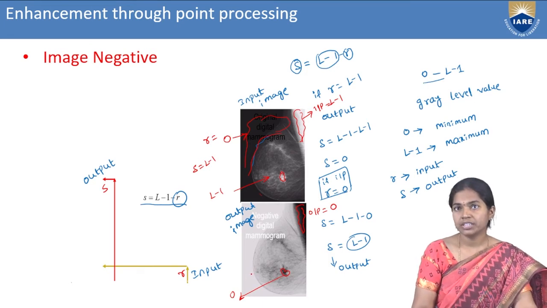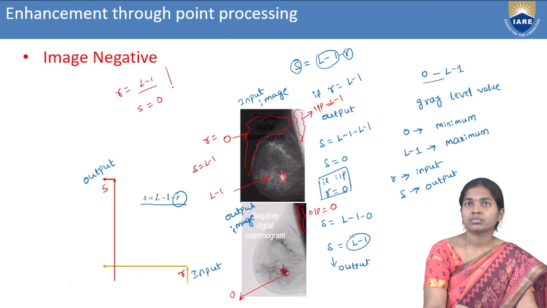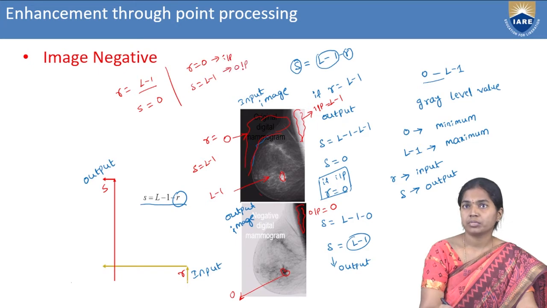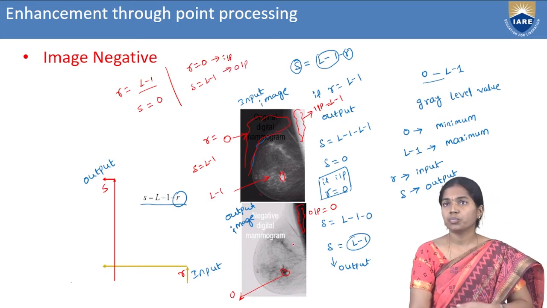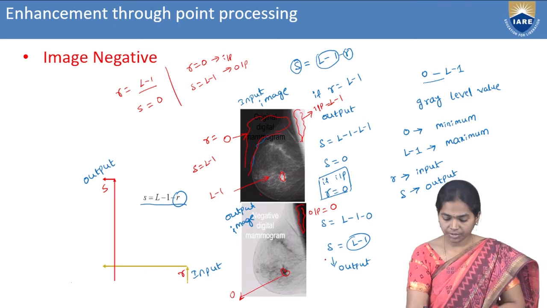So in this image negative, if our input is white color, which we represent with L minus 1, then R equals L minus 1 and S equals 0. And if R equals 0, S equals L minus 1. R is input and S is output. So this is nothing but image negative.